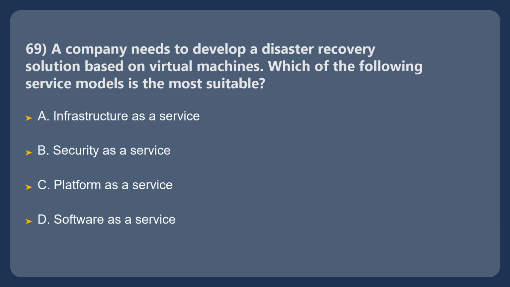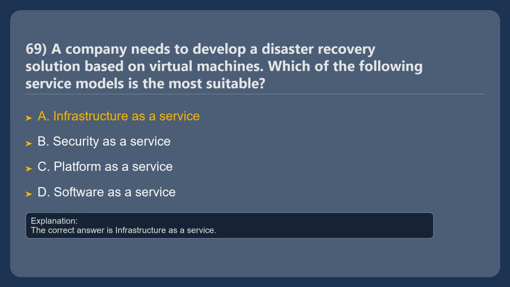Question 69. A company needs to develop a disaster recovery solution based on virtual machines. Which of the following service models is the most suitable? Option A. Infrastructure as a service. Option B. Security as a service. Option C. Platform as a service. Option D. Software as a service. The correct answer is option A. Infrastructure as a service.